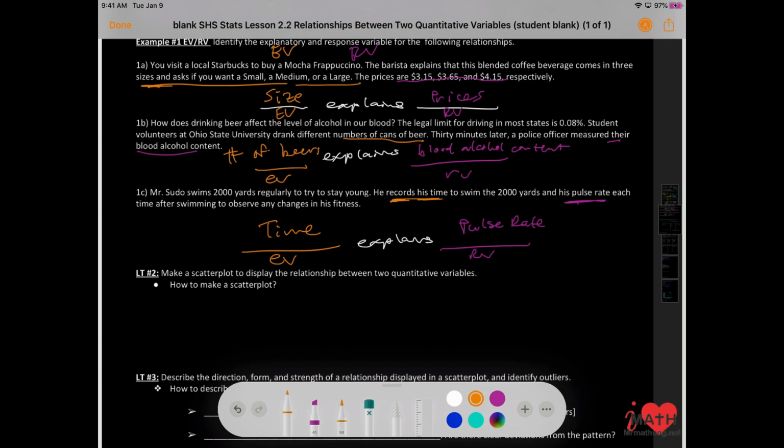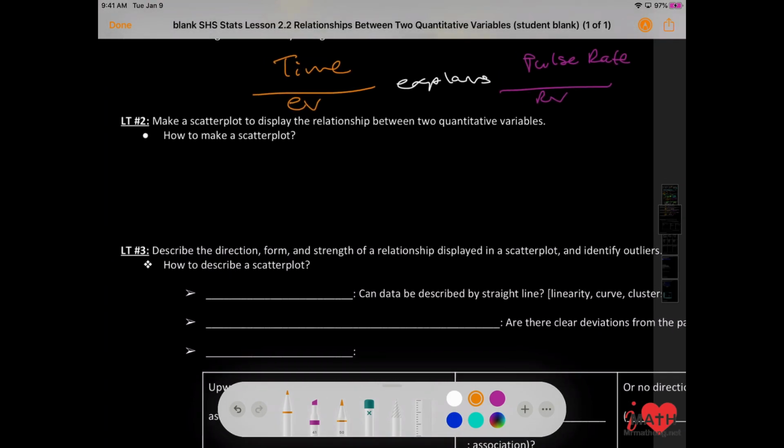So if he has a super slow time, like 10 minutes to go across the pool, then he's casually going across or walking across, if you think of it that way, then your pulse rate is low. But if you're an Olympic swimmer, you're on the swim team, you're trying to go fast, then if you have a smaller amount of time, your pulse rate's probably going to go super high because you're exerting a lot of energy. Okay?